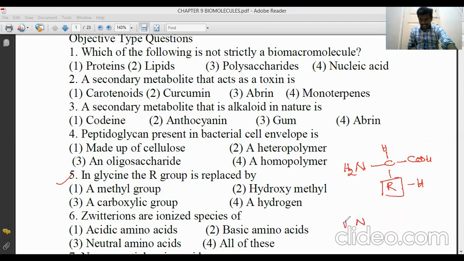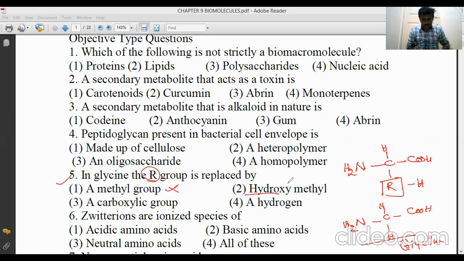How is it? NH2, CH, COOH. It is H. When the R group is replaced by H, then it is called glycine. So in glycine, the R group is replaced by hydrogen. Sorry. The first one is methyl group.